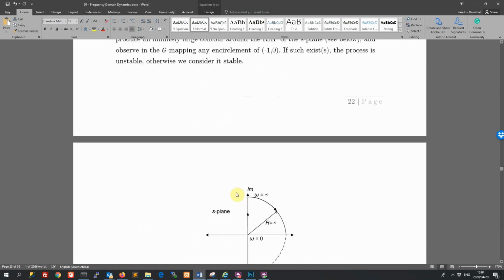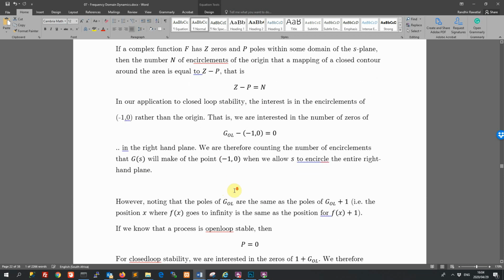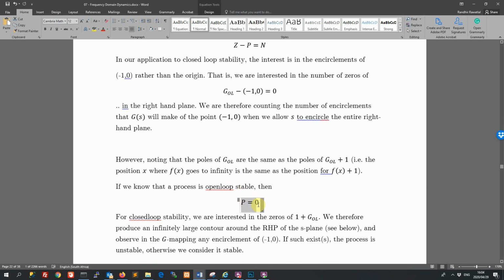So now we have what we need, right? We have said that if we can encircle the entire right-hand plane, and if we know the number of poles is 0 of G open loop, then the number of zeros of this function must equal the number of encirclements of this function, and the number of encirclements of this function is the number of encirclements of minus 1, 0 of this function, right?